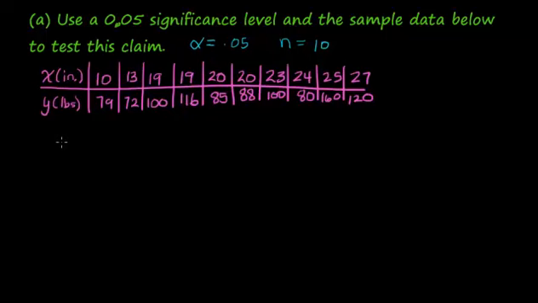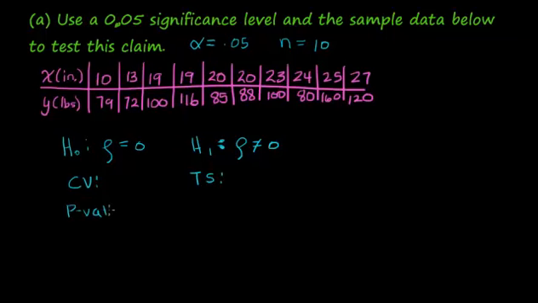Okay, so we'll find our null hypothesis, which is always rho is 0. No linear correlation between the two variables. H1 will always be rho is not 0. So we have a two-tailed test. Make that a colon. Okay, and we have a critical value to find. Test statistic we'll get from the calculator, a p-value from the calculator, and we'll make our decision.